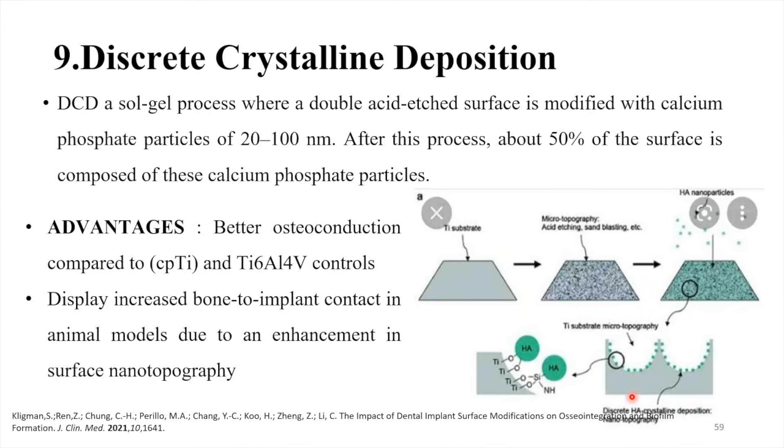Coming to discrete crystalline deposition, it is a sol gel process where a dual acid etched surface is modified with calcium phosphate particles of 20 to 100 nanometer, and after this process 50% of the surface is composed of the calcium phosphate particles. It's seen in the Nanotite implant by Biomet, which has a 1-year survival rate of 99.4% as compared to machined and acid etched implants. Discrete crystalline deposition has shown significant reduction in the bacterial attachment.